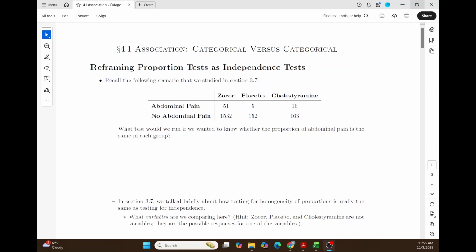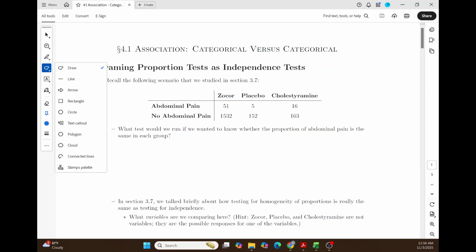You may recall that we looked at the following example from section 3.7 about Zocor, and whether or not it causes abdominal pain. And so just as a review question, what test would we run if we wanted to know whether the proportion of abdominal pain is the same in each group? So we've got 3 groups here, right? Zocor, placebo, cholestyramine. And the question is, what test would we run if we wanted to know if the proportion of abdominal pain is the same in each group?